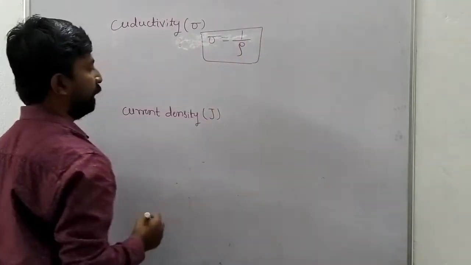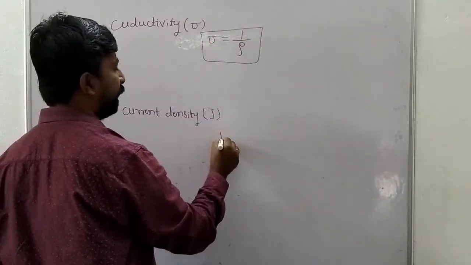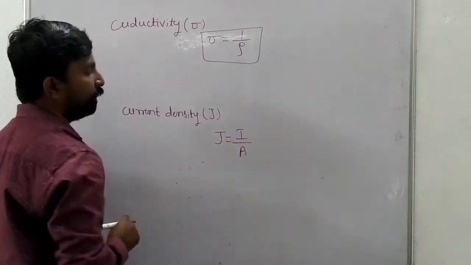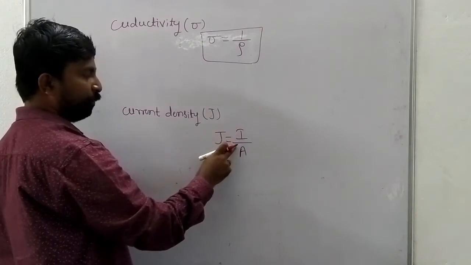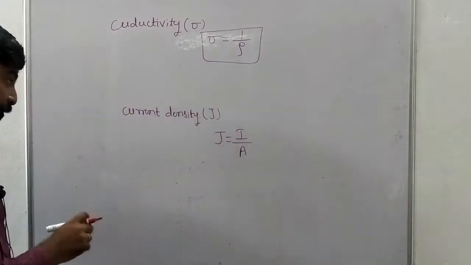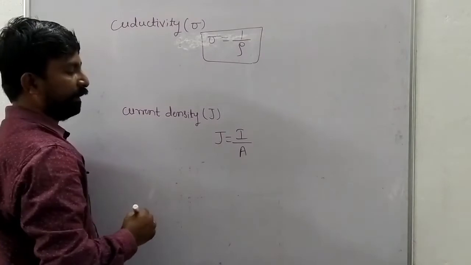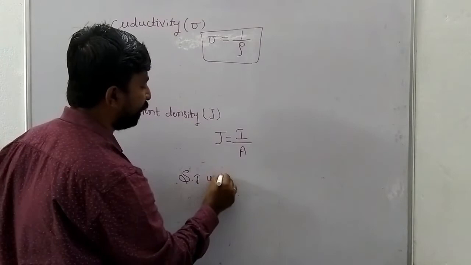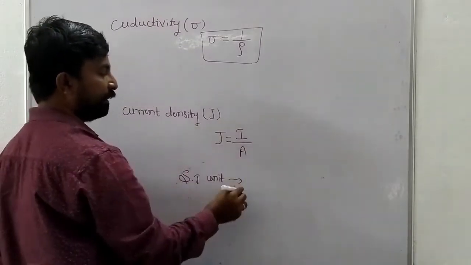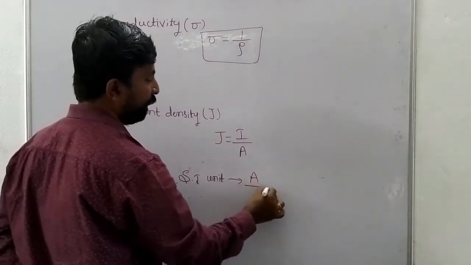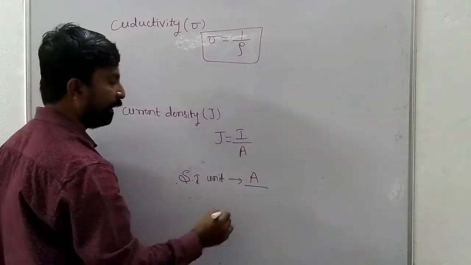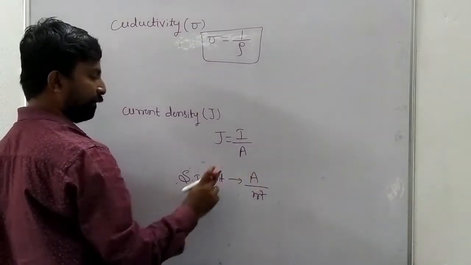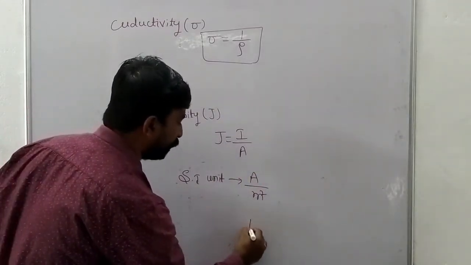This is called conductivity. So what is meant by current density? J is equal to I by A. The electric current per unit cross sectional area of the conductor is called current density. The SI unit of current density: the SI unit of current is ampere, divided by the SI unit of area, meter square. So ampere per meter square.